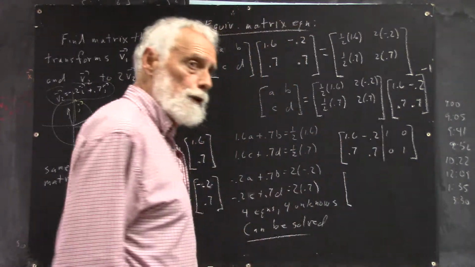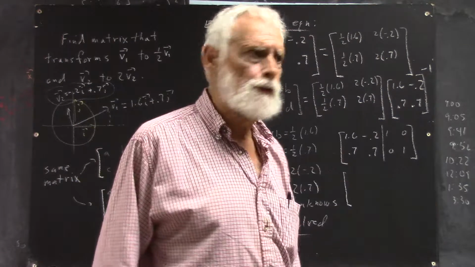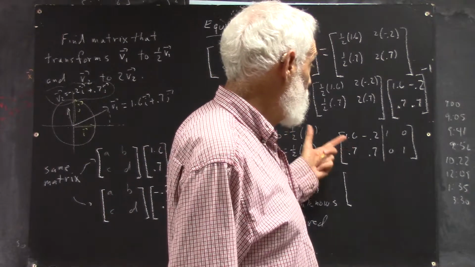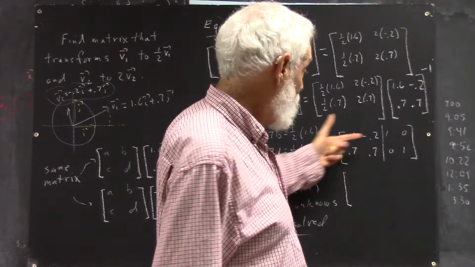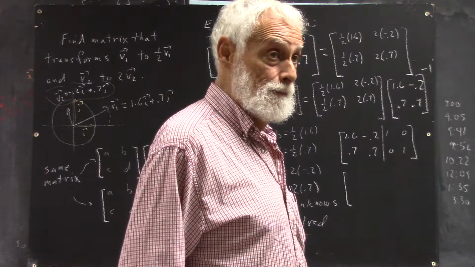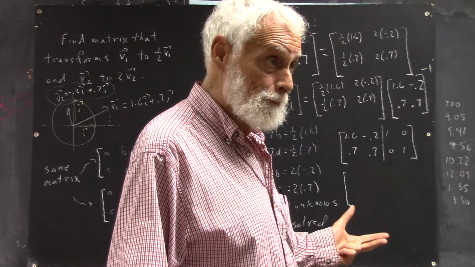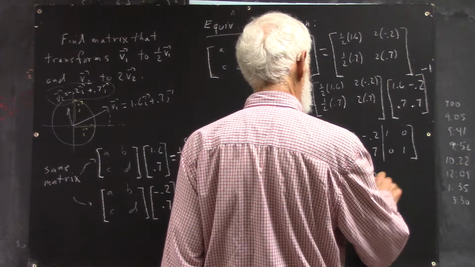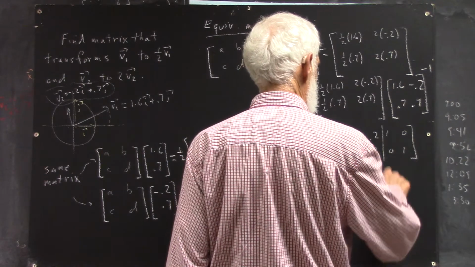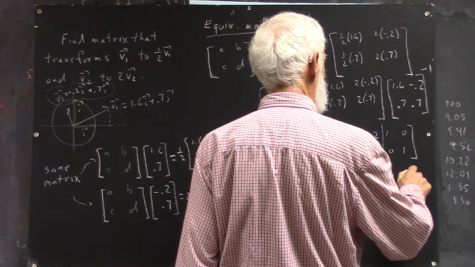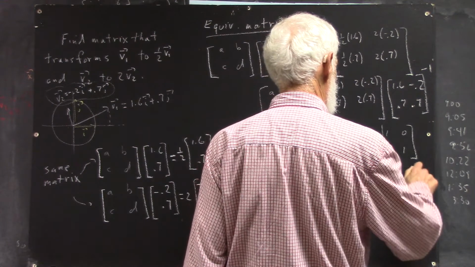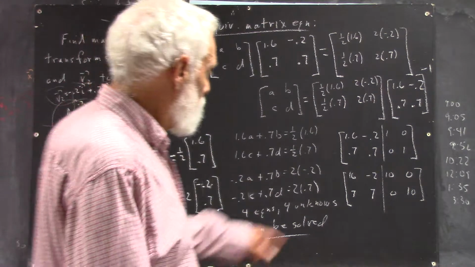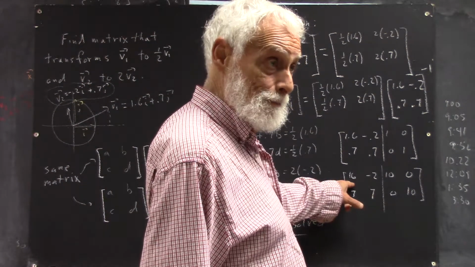First thing I want to do is I don't want to deal with decimals. It's too confusing. So I'm going to multiply every number in each row by 10. Doesn't change the solutions. Okay? That gives me 16, negative 2, 7, 7. And of course here it gives me 10, 0, 0, 10.